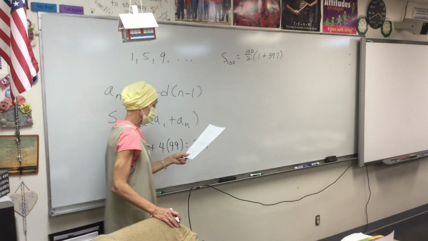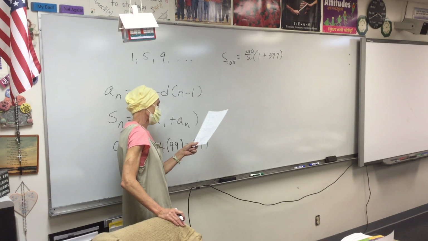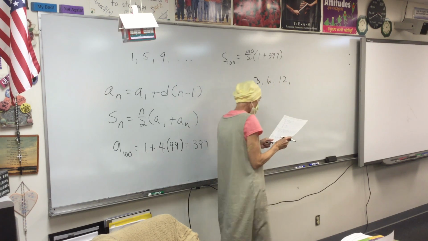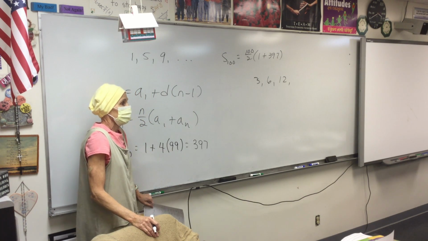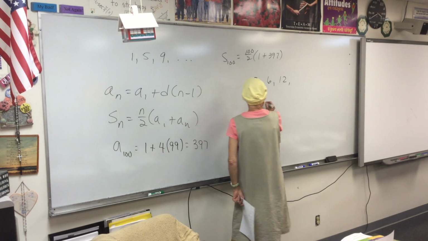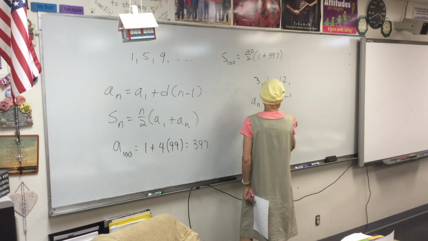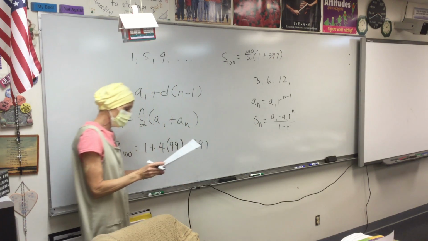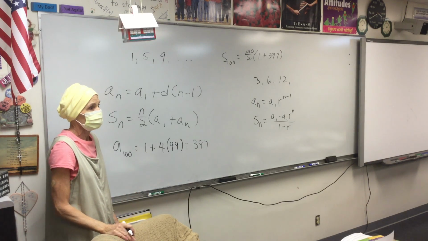Okay, number 3. If you need 3 M&Ms on the first day, 6 on the second day, 12 on the third, so that's 3, 6, 12. How many will you eat on the 14th day? All right, is it arithmetic or geometric? Geometric. You have 2 geometric formulas, which I'm going to give you all these formulas. So you have to decide which one you're going to use. There's no confusion.